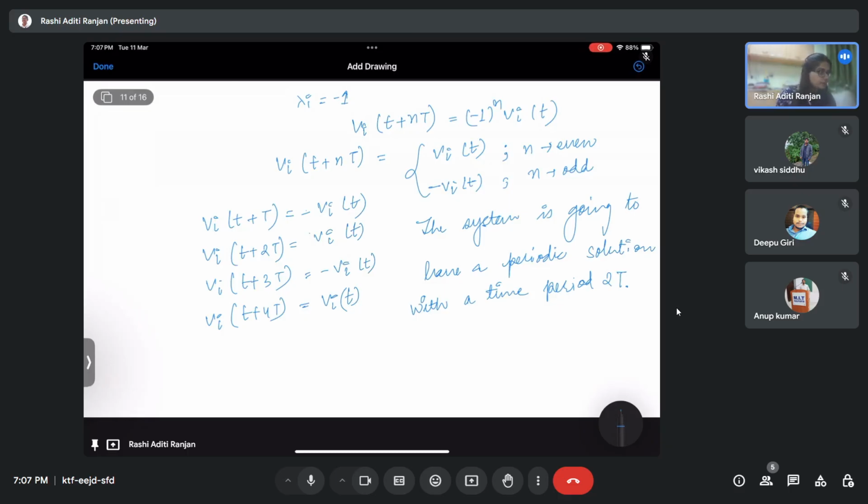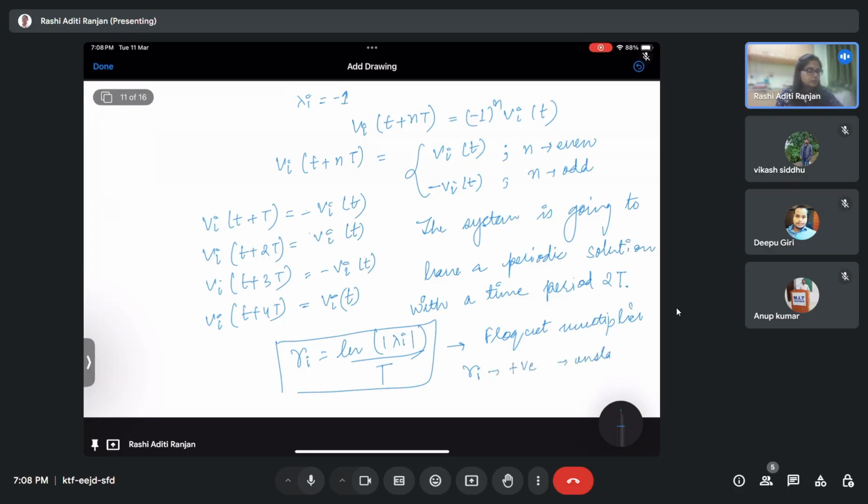Apart from this, I'll also tell about the Floquet multiplier, because then we'll solve the question and we'll not go into the theory again. So gamma i, which is ln of lambda i by T, is your Floquet multiplier. And if your Floquet multiplier is positive, then my system is unstable. If it is negative, then the system is stable.